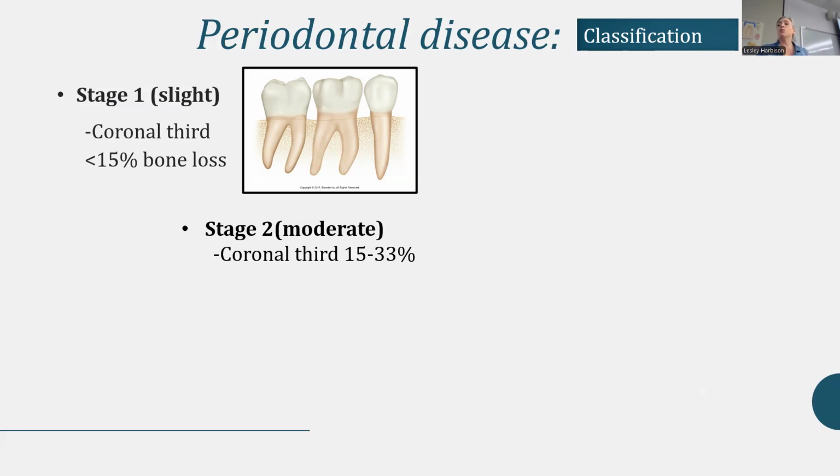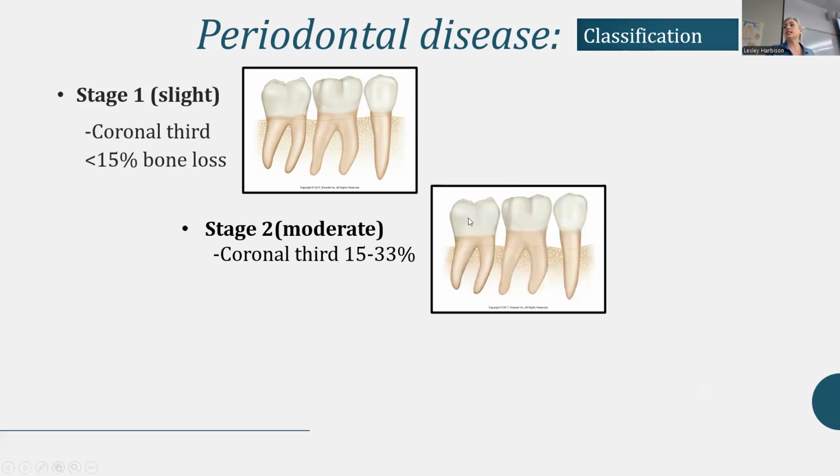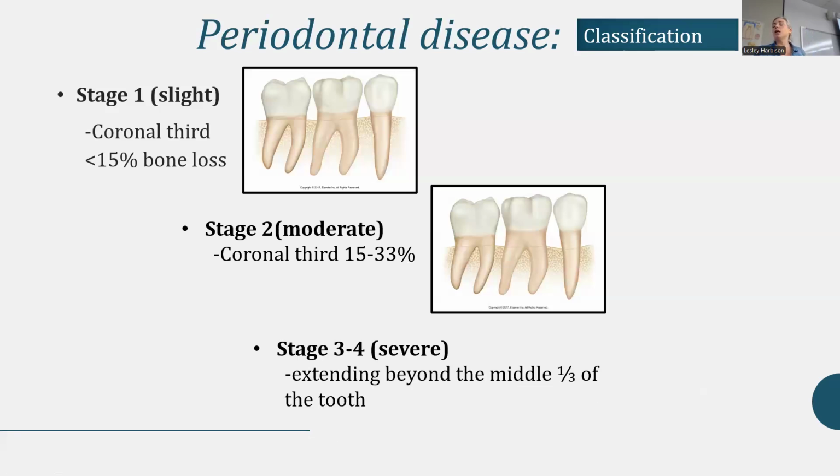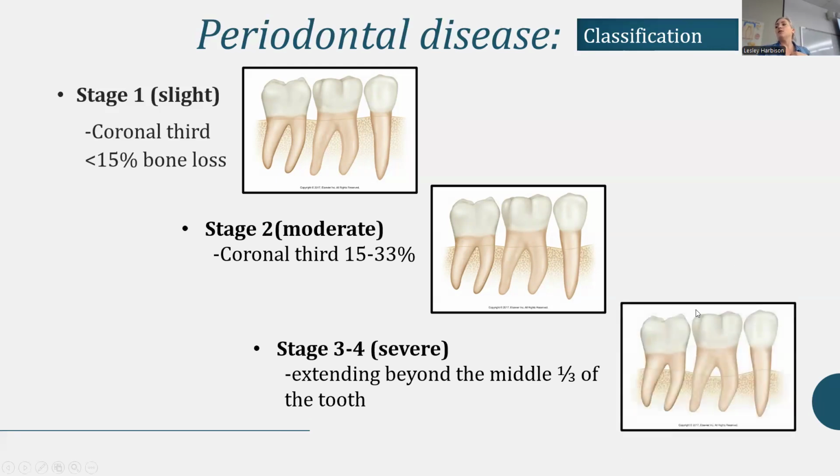Stage 2, moderate, we'll still be in that coronal third, but it could be anywhere in that coronal third. It could look as severe as this, but notice the furcations are not involved yet. And then stage 3 and 4, for our purposes for this class, the minute you see a furcation, a shadow in a furcation, just put them at a 3. The minute you see a furcation.